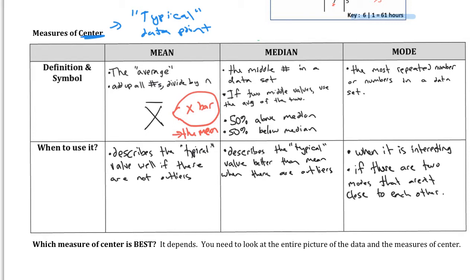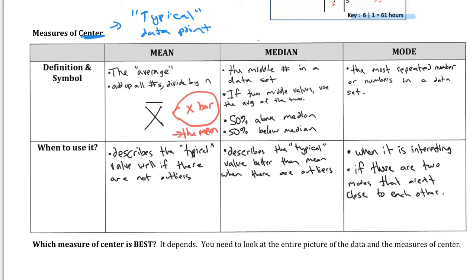So that's where the median comes in. The median is the middle number in a data set. I think you've seen this before. You put all the data in order, and then the middle number is the median. If there are two middle values, then you would use the average of those two.